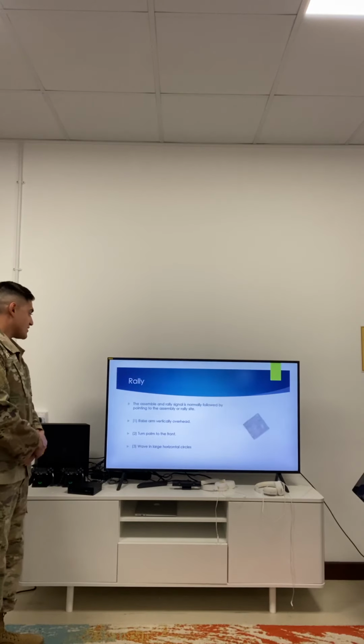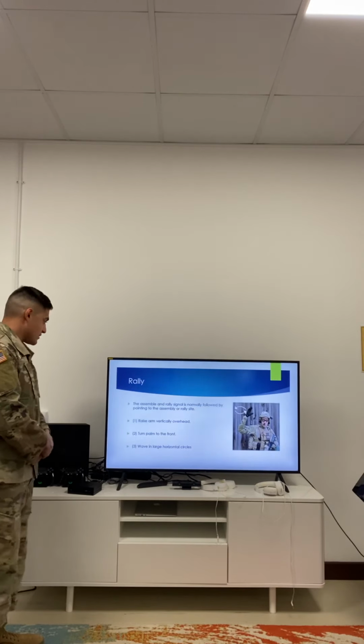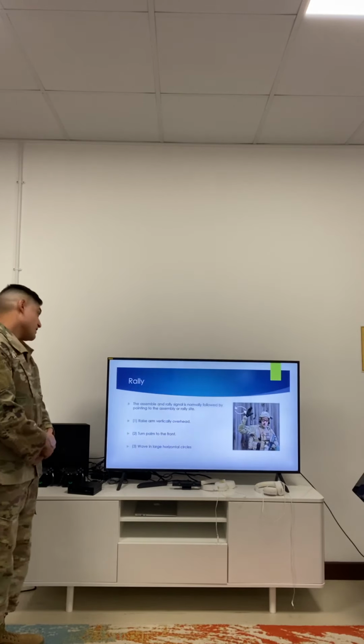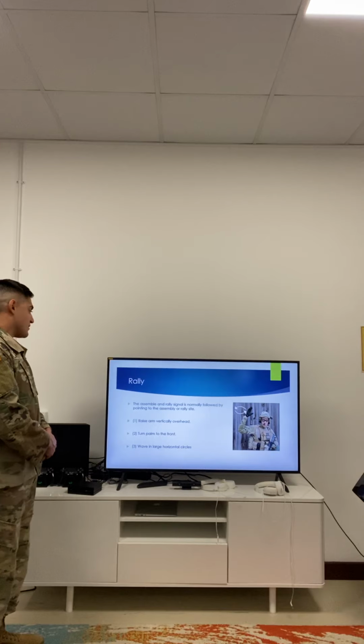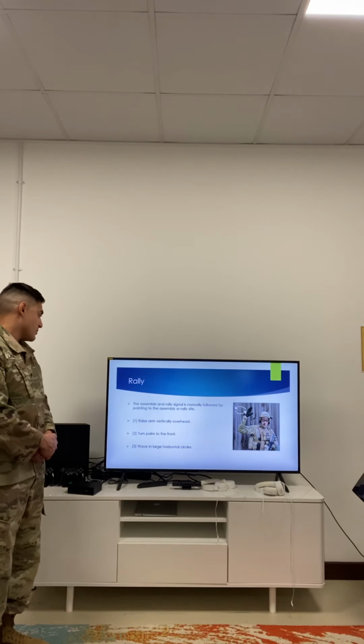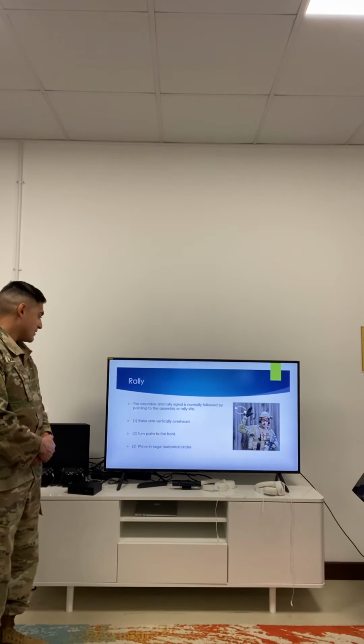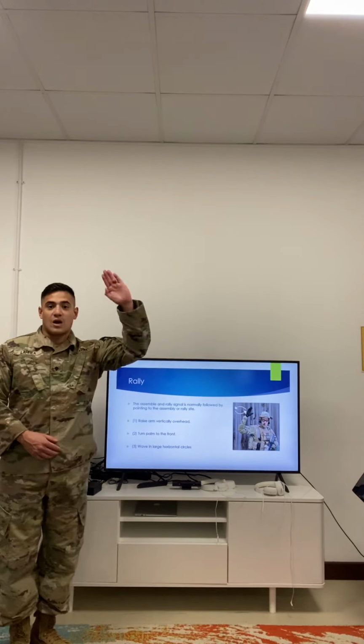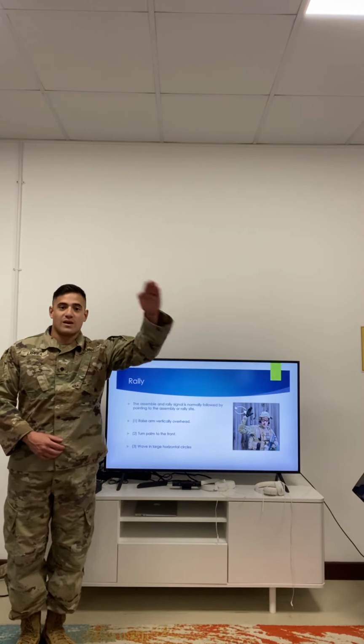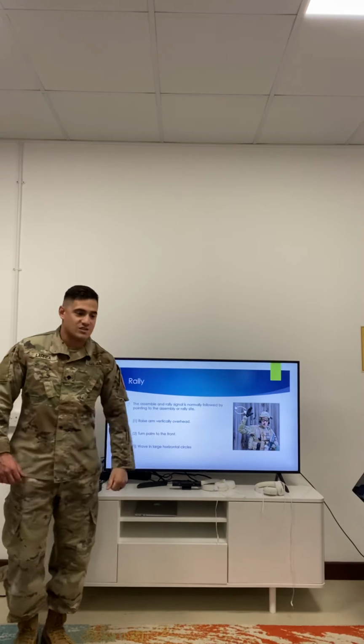Alright, next up is rally, and I'll go ahead and read this one. The assemble and rally signal is normally followed by pointing to the assembly or rally site. You will raise your arm vertically, turn the palm to the front, and wave in large horizontal circles. So I would point like this if we want to go that way, or in any direction that you see fit.